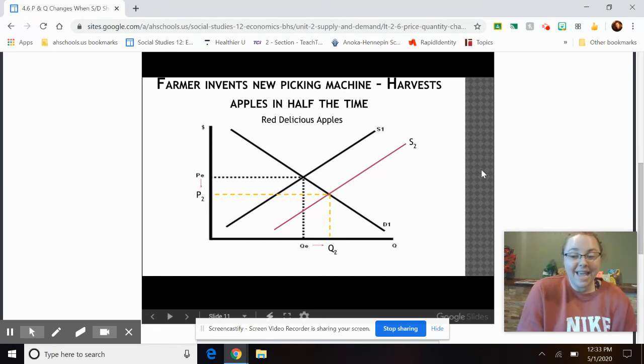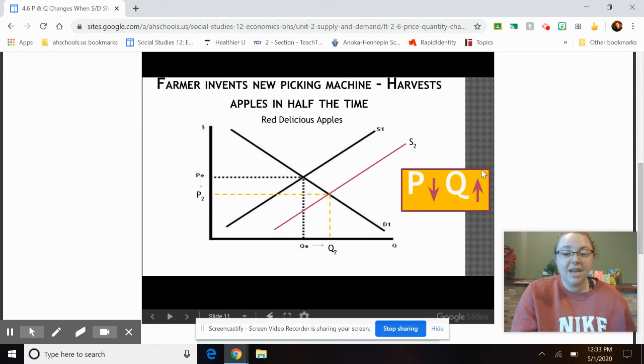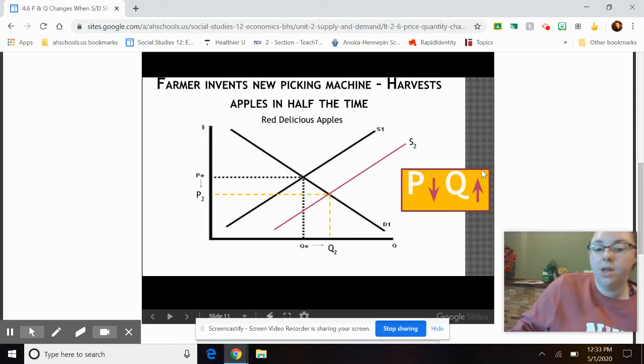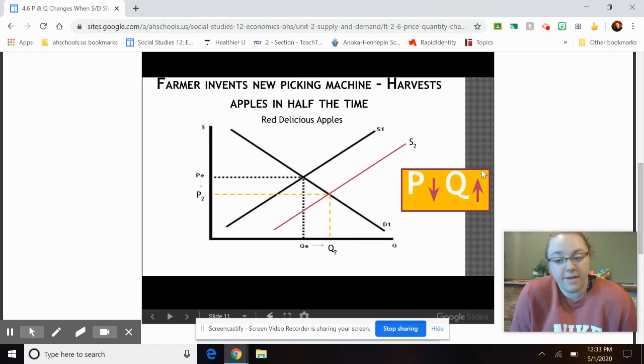So the big takeaway from all of this is not that we're shifting the line. That's just part of getting to the answer. The shifting of the line is just part of our equation at this point. That's not the final answer. The final answer is where the price moves and where the quantity moves. That's your final answer, okay?